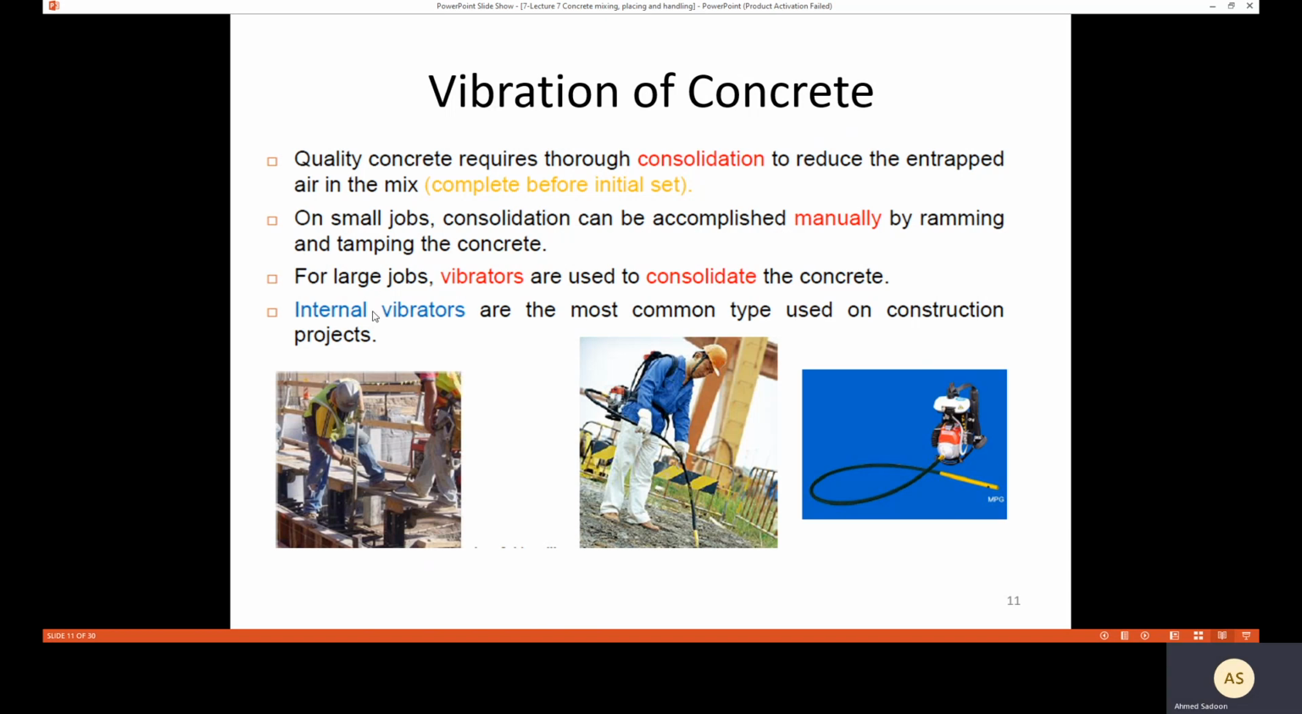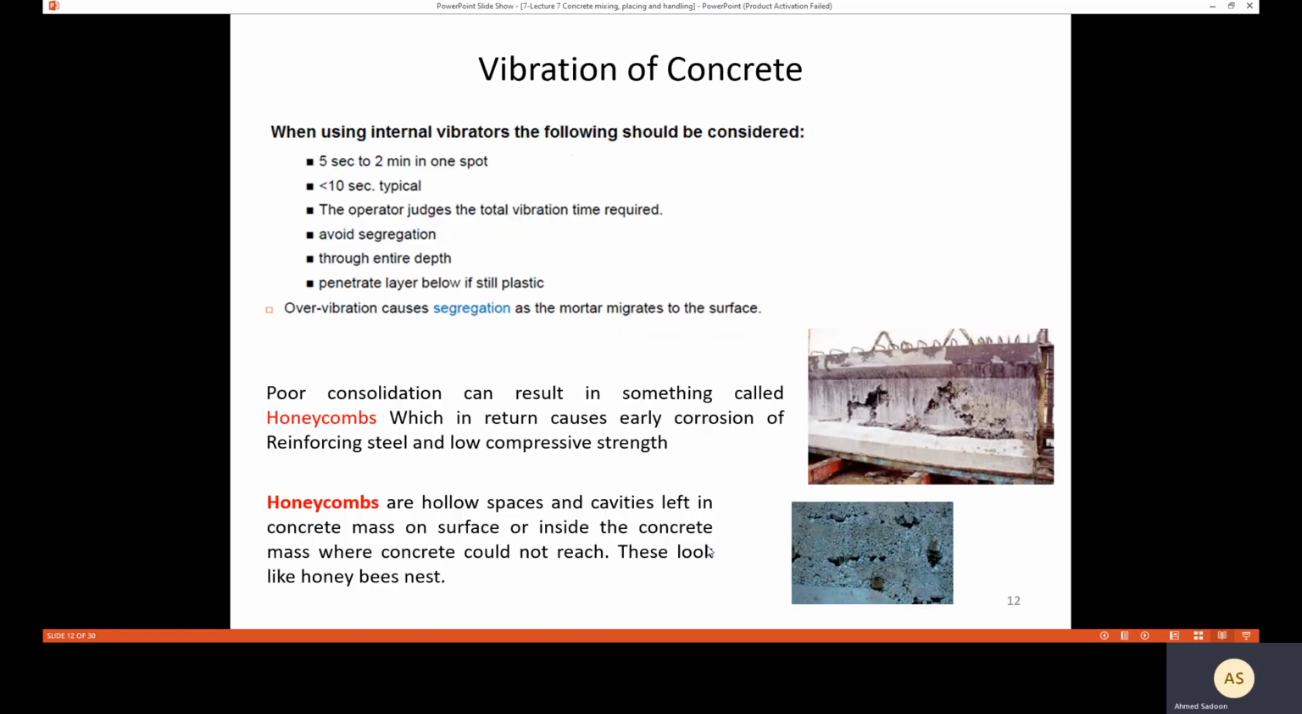But regarding a large job, we are going to use vibrators. This one is the vibrator. We need to use these vibrators in order to consolidate the concrete. The internal vibrators are the most common type used on construction projects. We have conditions regarding these internal vibrators.